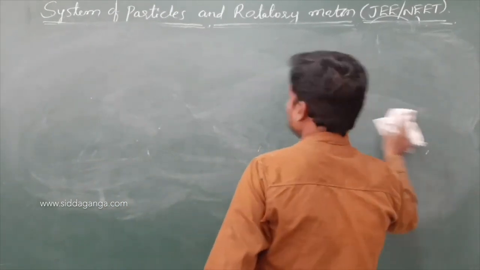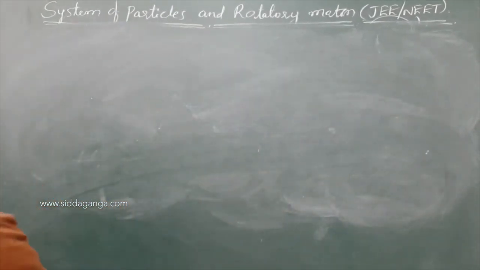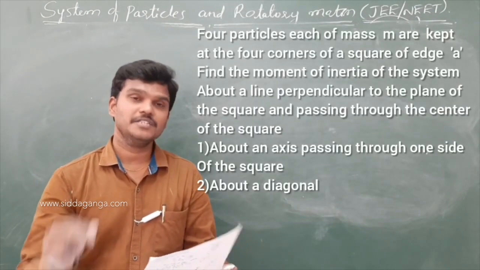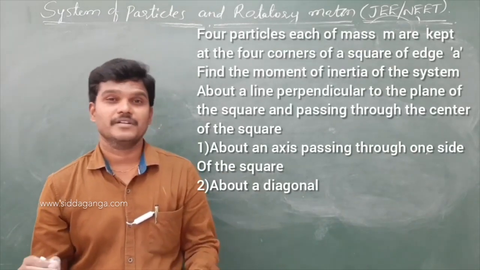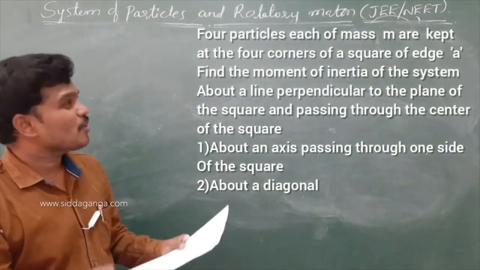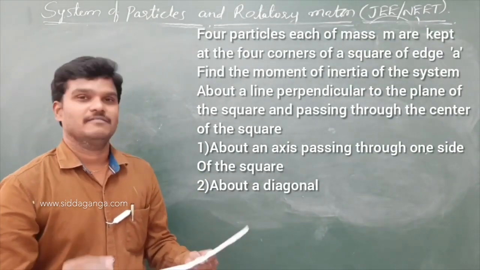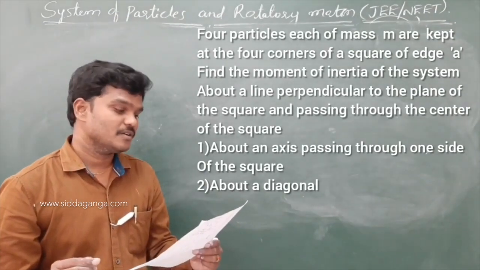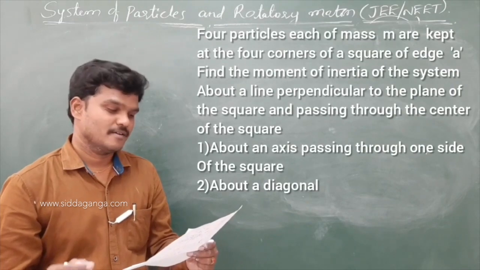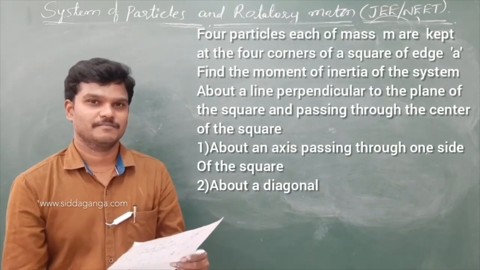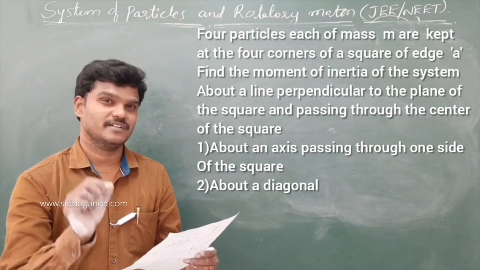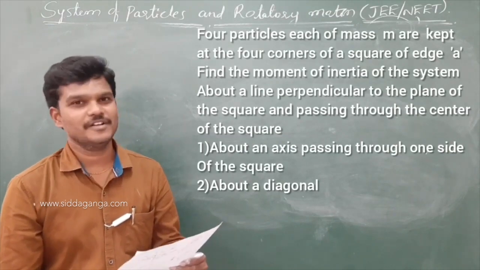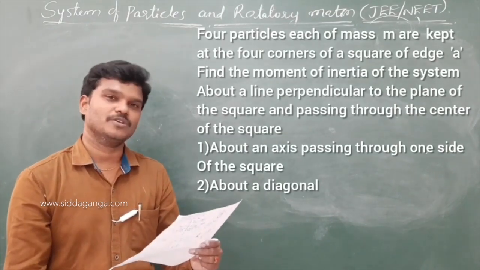Next, some good questions will come. Let me read the question again. 4 particles, each of mass m, are kept at the 4 corners of a square of edge A. Then find the moment of inertia of the system about a line perpendicular to the plane of the square and passing through the center of the square. Perpendicular to the plane, passing through the center. And also passing through one side of a square. Any one side of a square. And also about a diagonal.